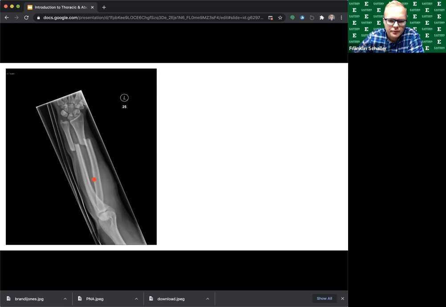I don't know about you guys, but I see fractures of both the radius and the ulna. And I'm going to be sending this guy in for reduction because they are quite displaced.